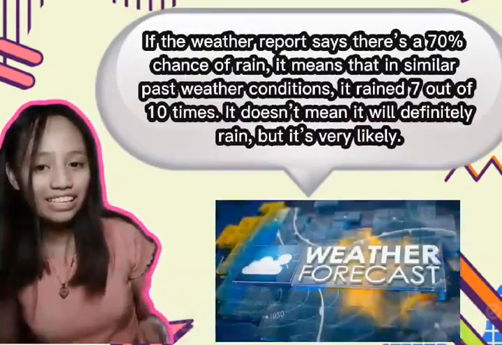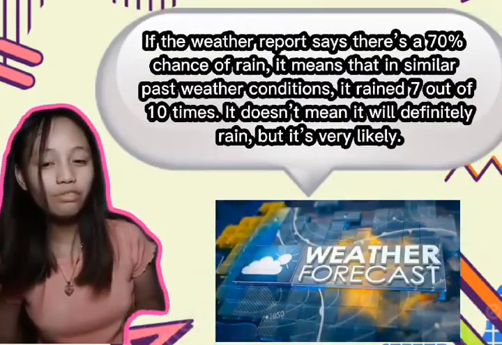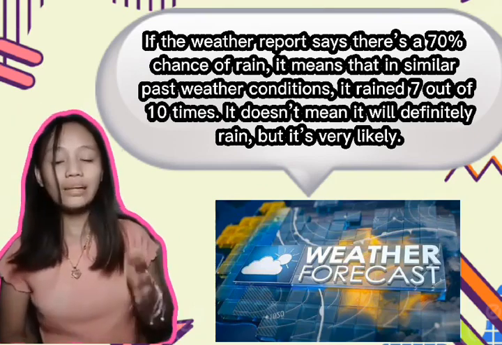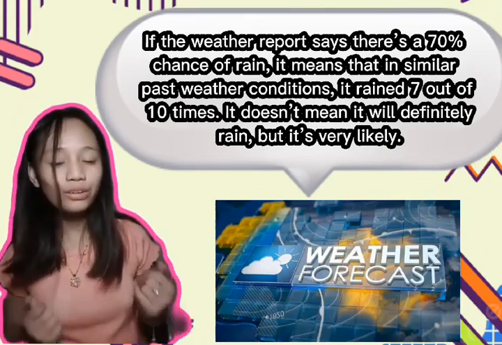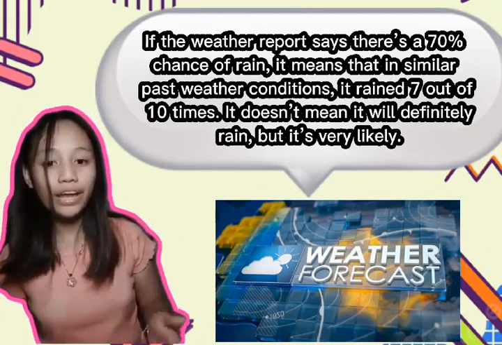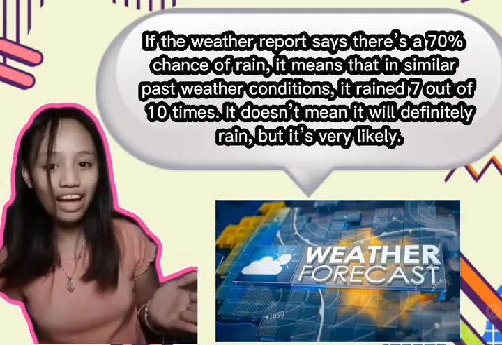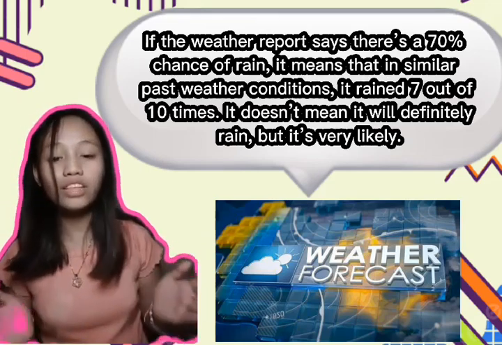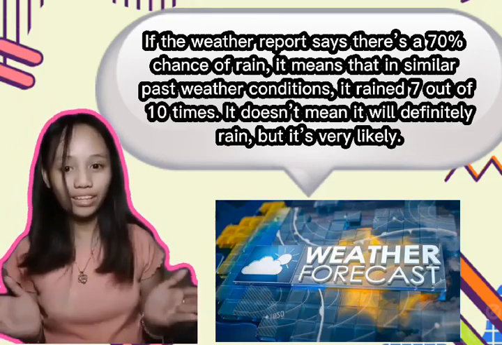If the weather report says that there's a 70% chance of rain, it means that in similar past weather conditions, it rained 7 out of 10 times. But it doesn't mean that it will definitely rain, but it's very likely.